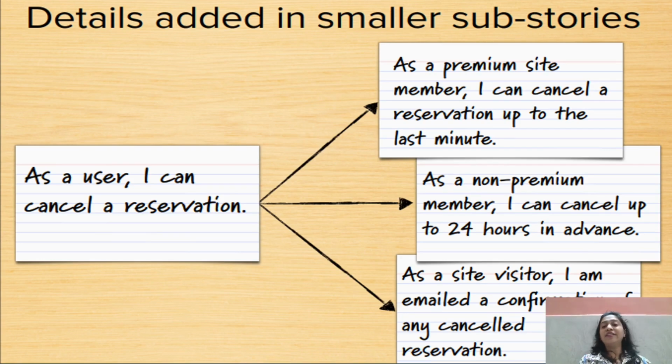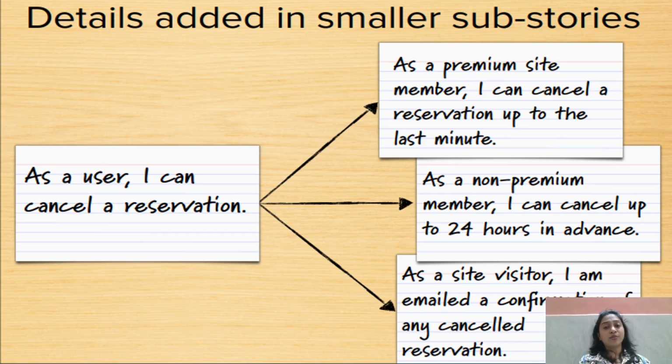So details can be added in smaller sub stories. You can see, as a user, I can cancel the reservation. Smaller sub stories we are going to create, sub tasks also you can say. As a premium site member, I can cancel a reservation up to the last minute. As a non-premium member, 24 hours. As a site visitor, I am emailed a confirmation of any cancelled reservation. Okay. These subtasks we can create under this user story.